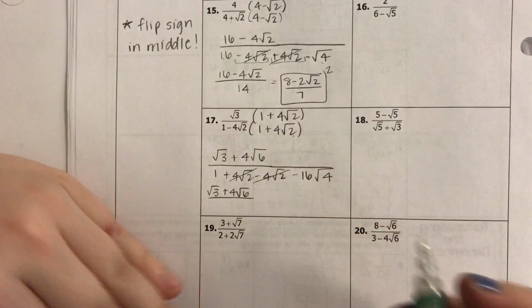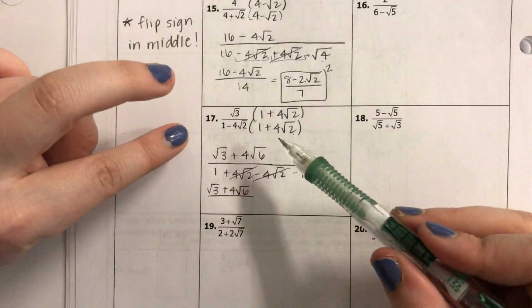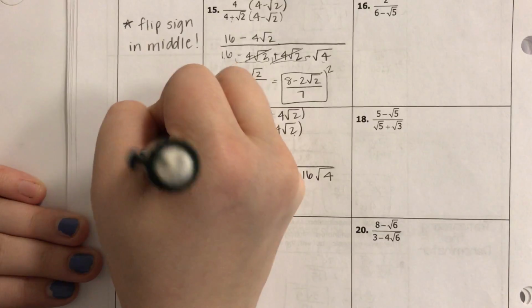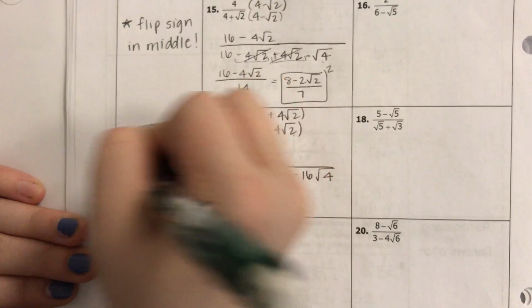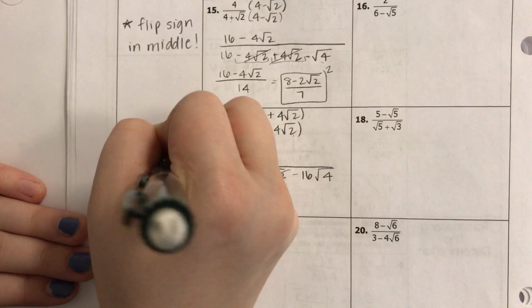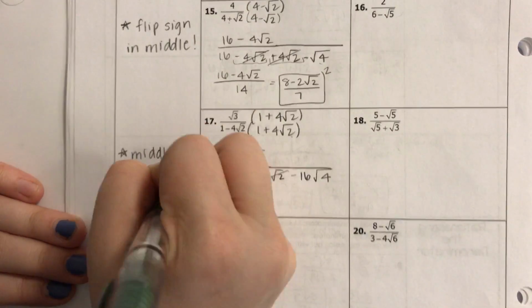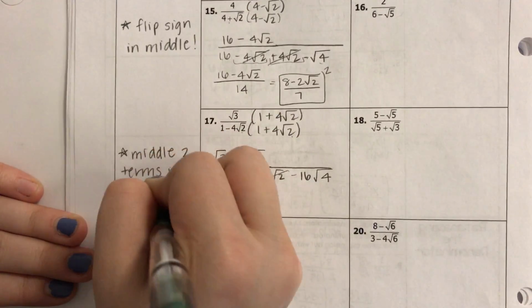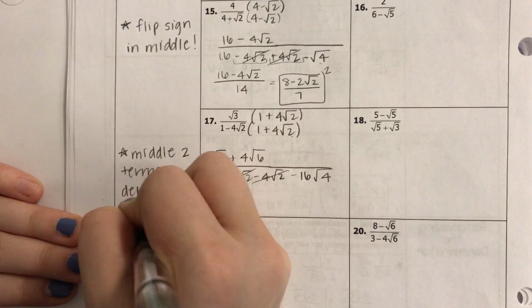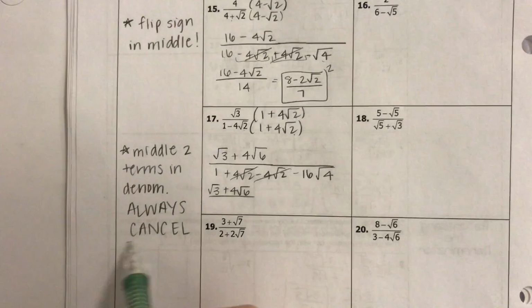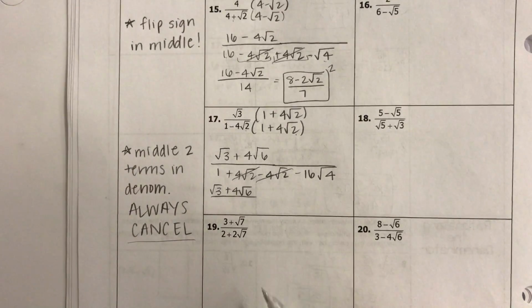These cancel. The middle two terms are always going to cancel when you do this, just so you know. So, middle two terms in denominator always cancel. So, in case you want to know, Miss Hannah, is there a trick? Yes, they always cancel. Okay?